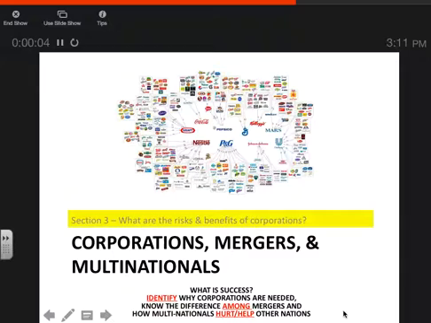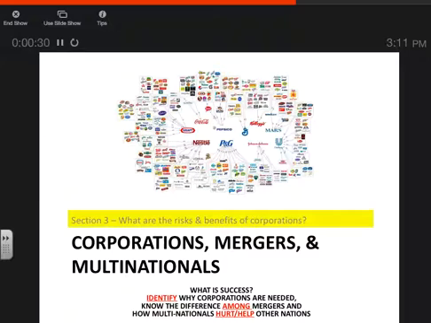Section 3 in Chapter 8 talks about corporations, mergers, and multinational companies. What I find as success in this section is you should be able to identify why corporations are needed, know the difference in different types of mergers, and how multinationals hurt or help other nations. So that's the focus I want to have for our success during this Section 3.